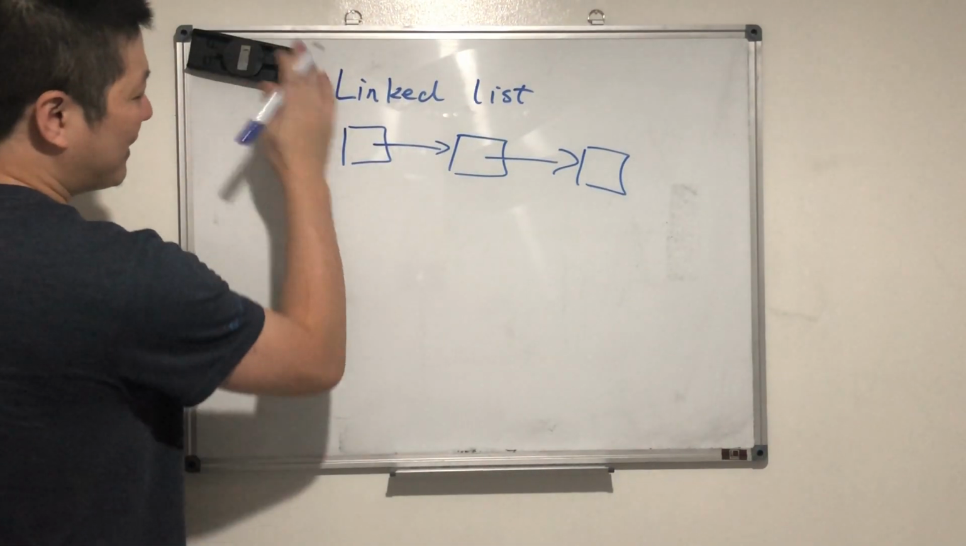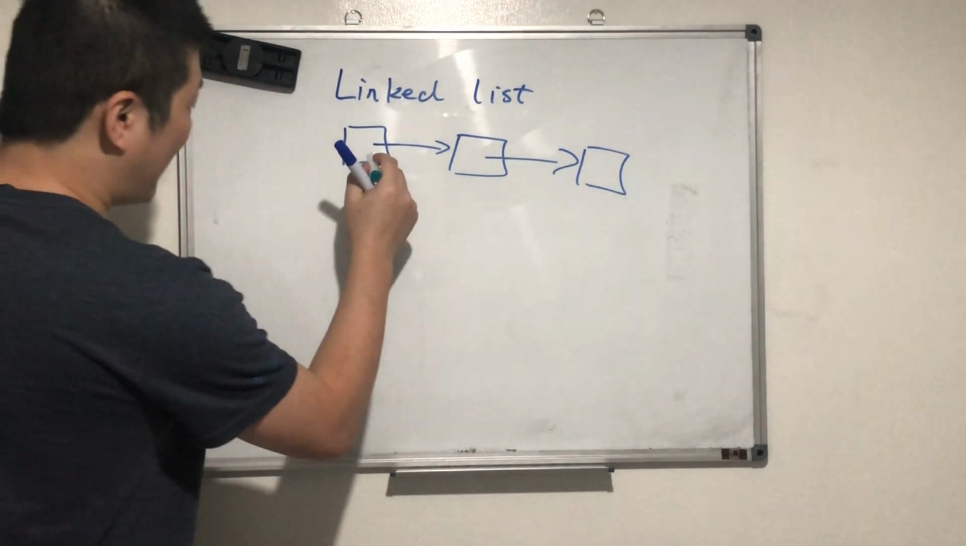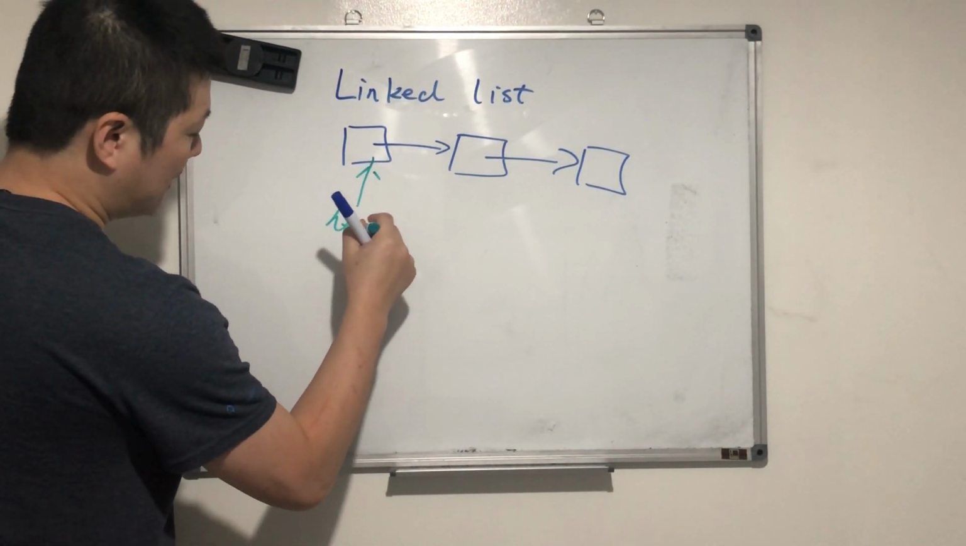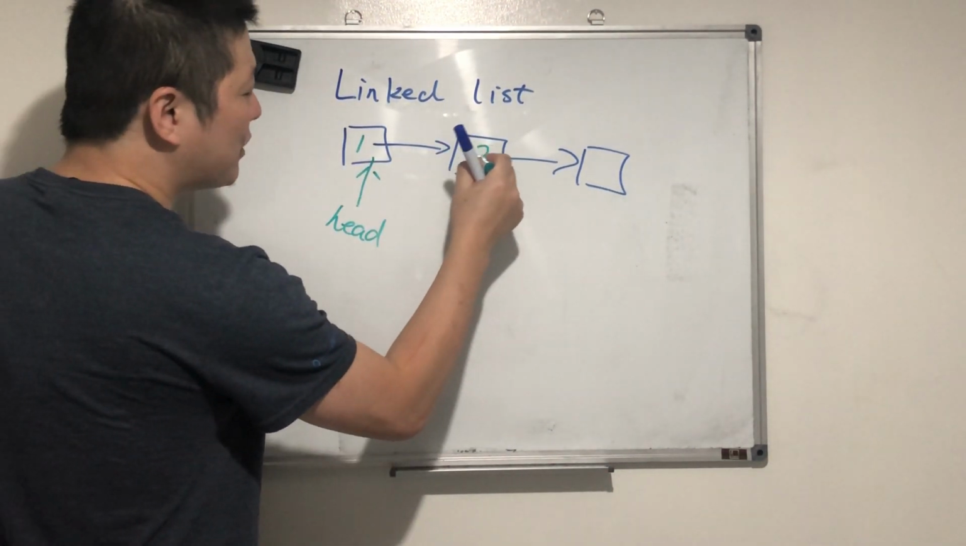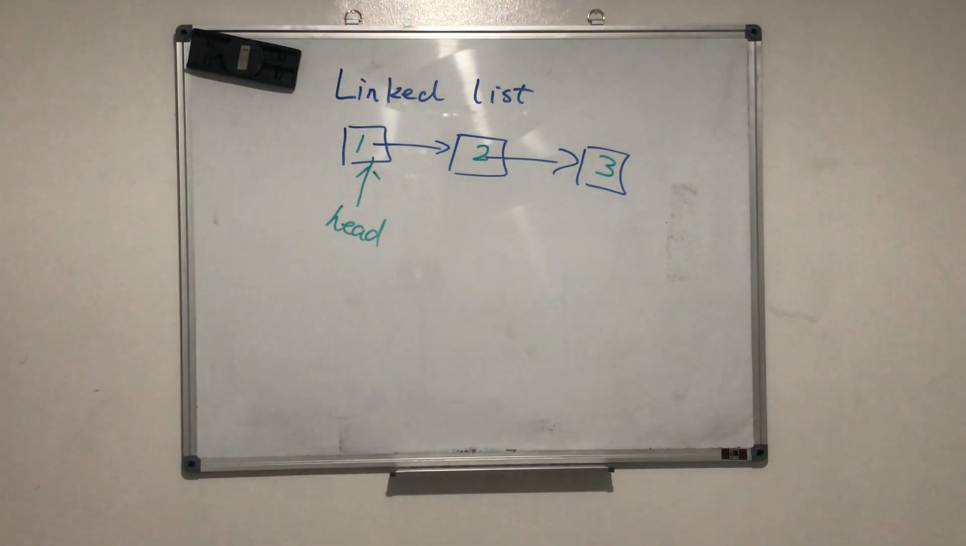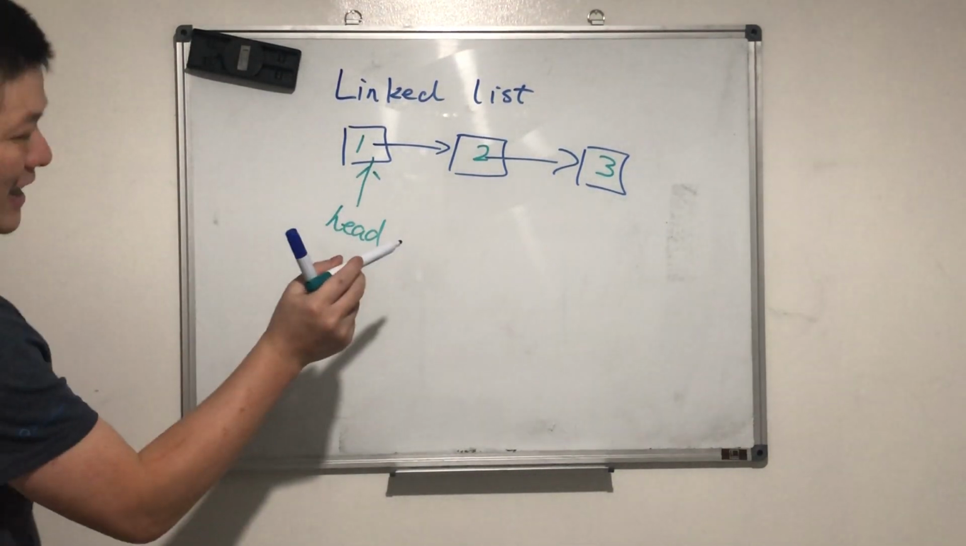So we are given this, a head. This is a head, yeah? We use a different color. Head. So this is number 1, number 2, number 3. So today our job is to reverse it. 3, 2, 1. Exactly.